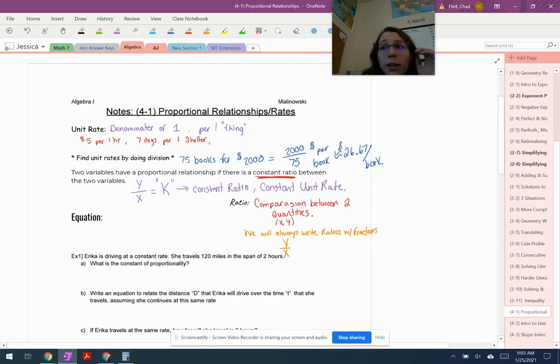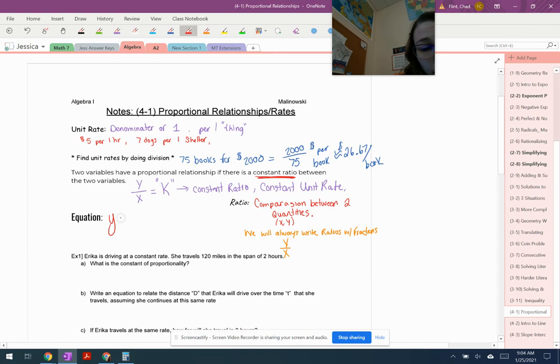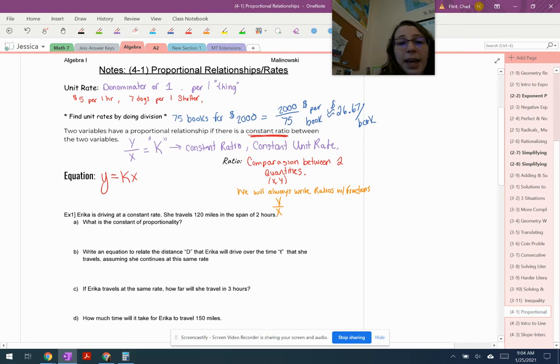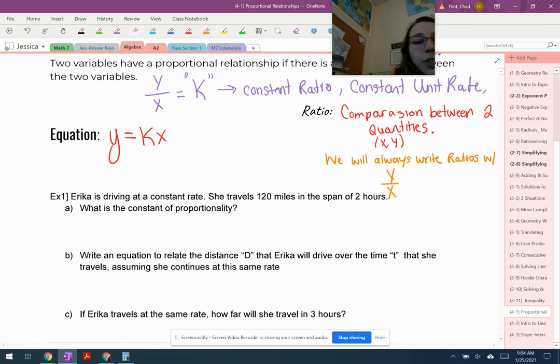Okay, and last but not least, the last thing we are going to look at for this notes part is the equation when you're dealing with a proportional relationship. The equation that I taught to you back in 7th grade was y equals kx, where k is that constant unit rate or that constant ratio.